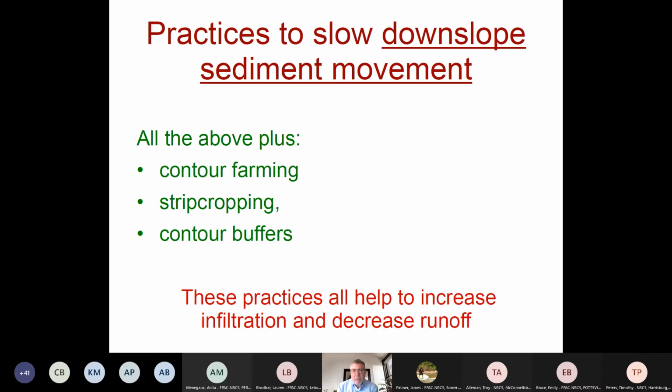So once we've protected the soil with soil armor, with diversity, with minimal tillage or no tillage, we're still going to have some sediment detachment and movement downslope. It's something that's very difficult to avoid because of the nature of our storms and our topography and our soils. So we have other practices that will help increase infiltration of stormwater, that decrease runoff, and thereby decrease the downslope movement of sediment. And these practices are soil contour farming, strip cropping, and contour buffers.